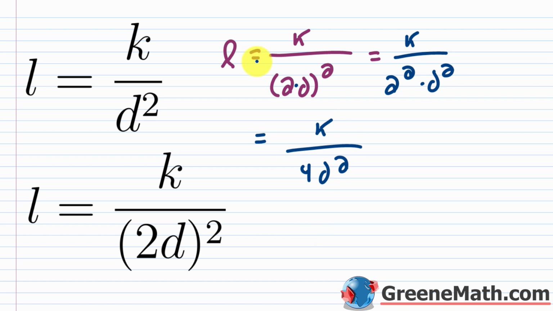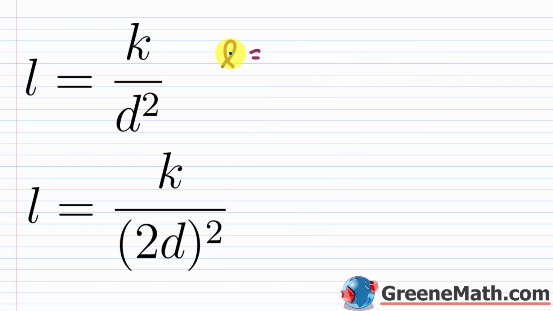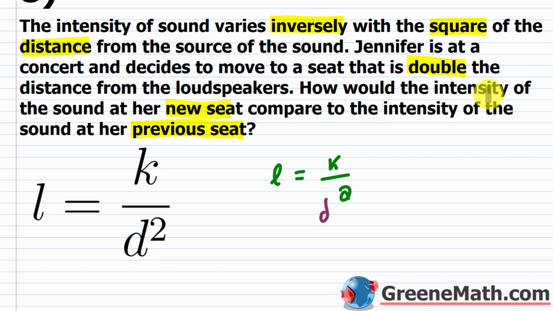Now let me erase this scratch work, and let me say this L is equal to your K over 4D squared. Now, if you think about it, you could really write this, let me erase it once again, as 1/4, you could put that out in front, times this K over D squared. So this right here is a scale factor. In other words, it's 1/4 in terms of the intensity of the sound at her new seat compared to the intensity of the sound at her old seat. So it's going to be a quarter or 1/4 of what it was.